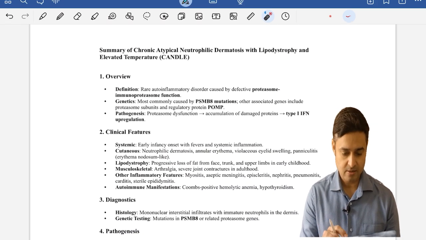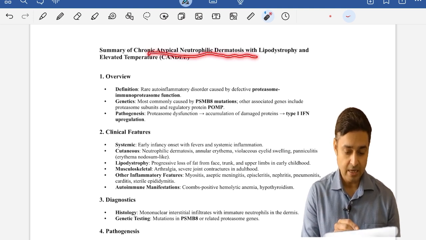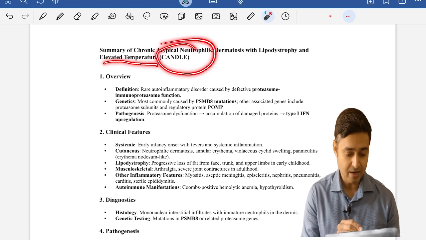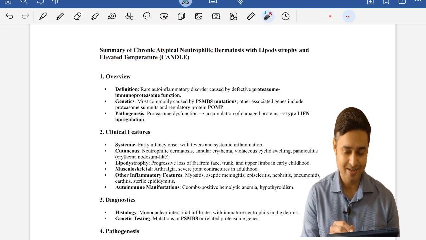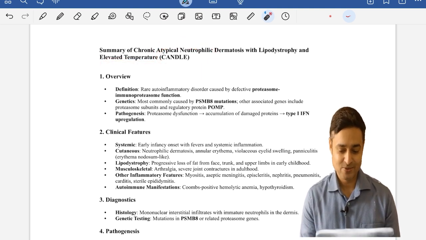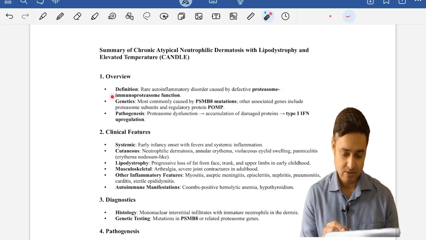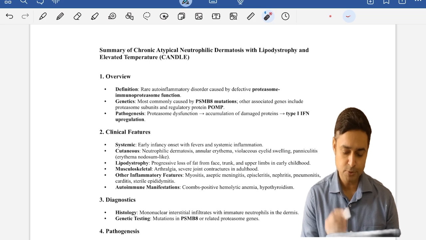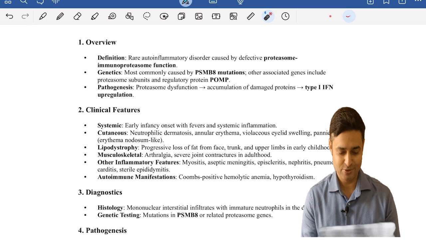Okay, next. So another syndrome is chronic atypical neutrophilic dermatosis with lipodystrophy and elevated temperature, CANDLE. So very fancy name. So let's see. This is caused by defective immunoproteasome function. It is caused by a PSMB8 mutation, which is a regulator of the POMP gene. Don't go deep into pathogenesis.